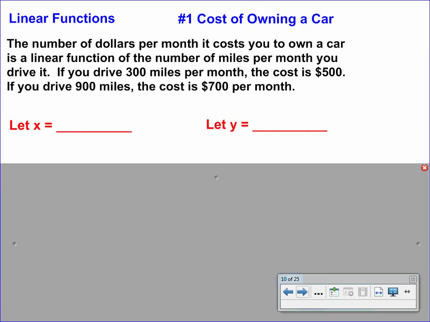All right, Logan and Barrett, what do you guys think? I said the cost depends on the amount of miles you drive. Absolutely. So cost would be the dependent variable in this case, and that's always the Y value. So let's go ahead and let Y equal the cost in dollars of owning the car per month. Then X would be the number of miles that we drive.